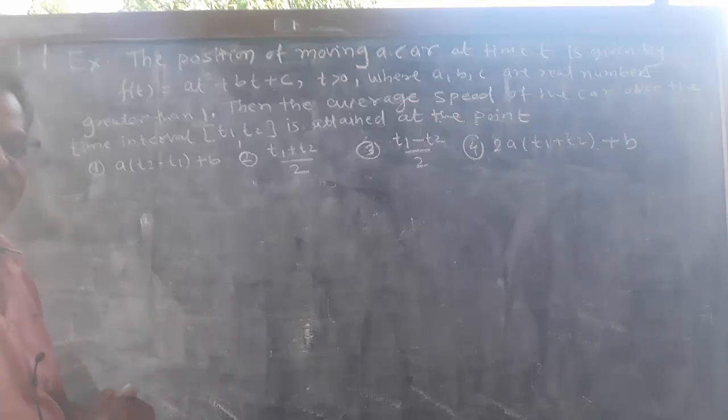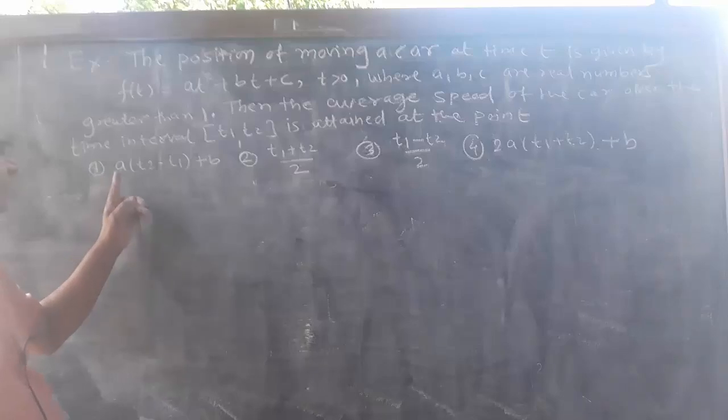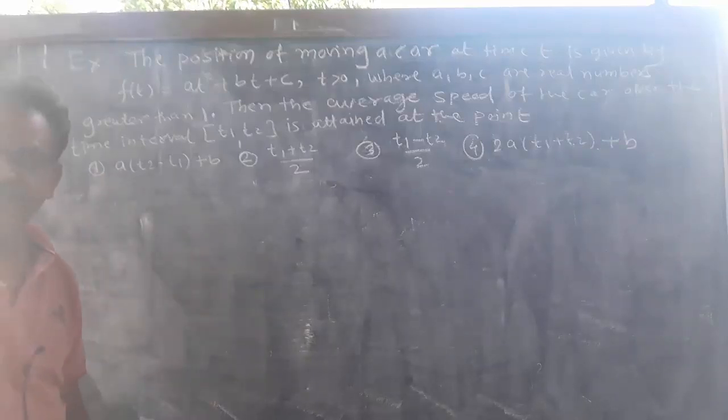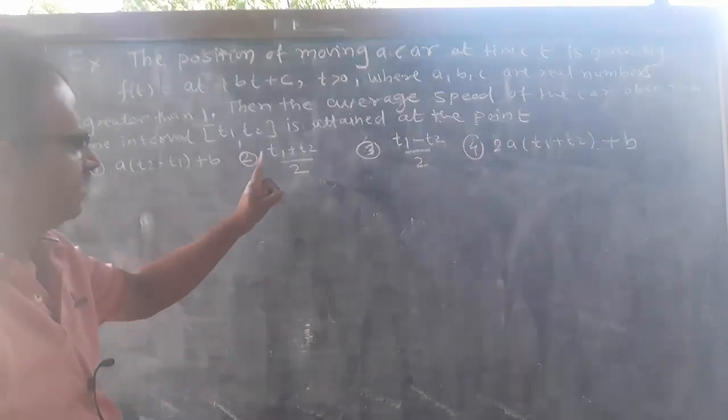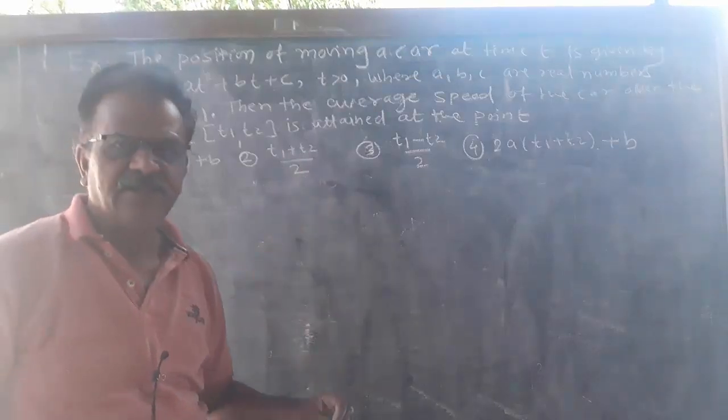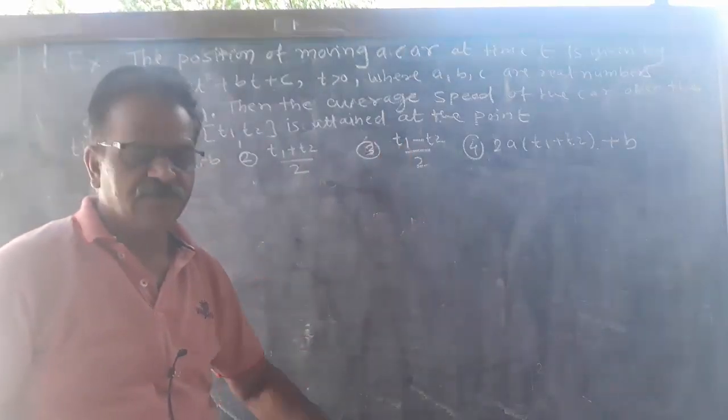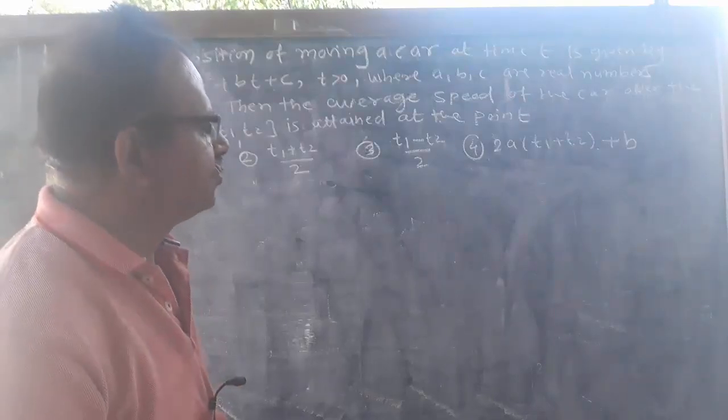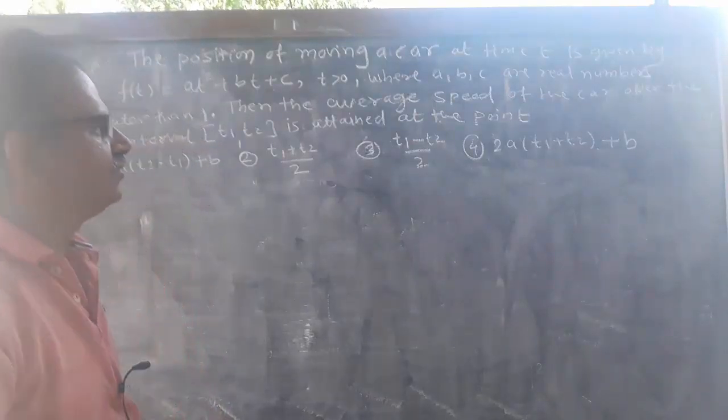The options are: first option, a into t2 minus t1 plus b. Second option, t1 plus t2 by 2. Third option, t1 minus t2 by 2. And fourth option is 2a into t1 plus t2 plus b.